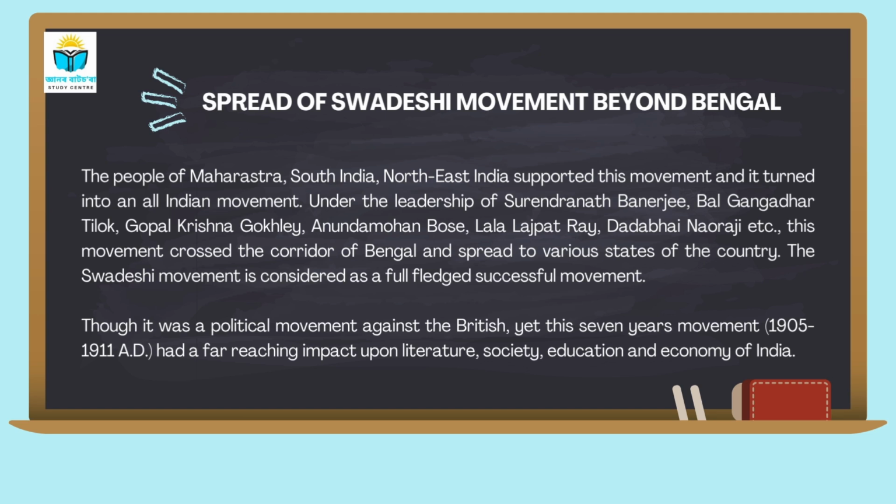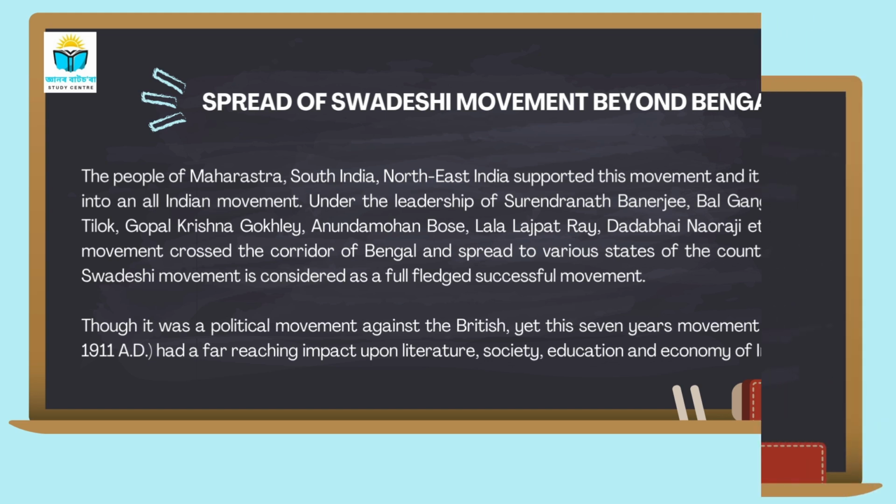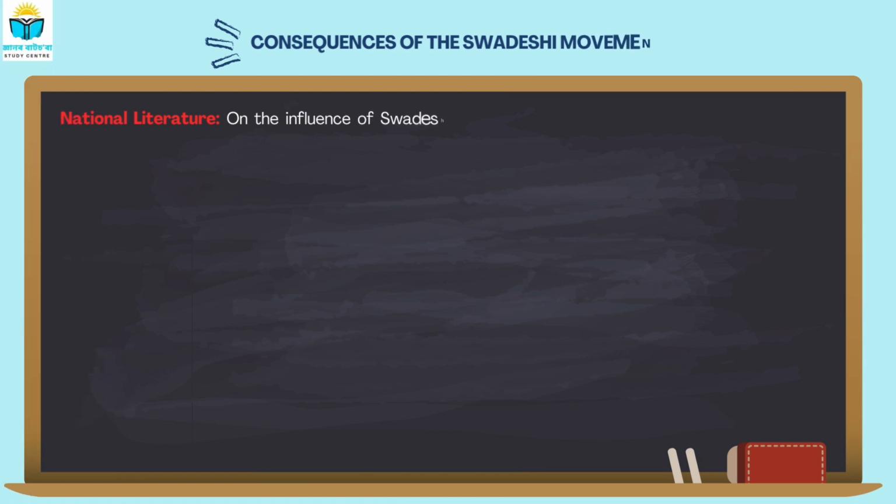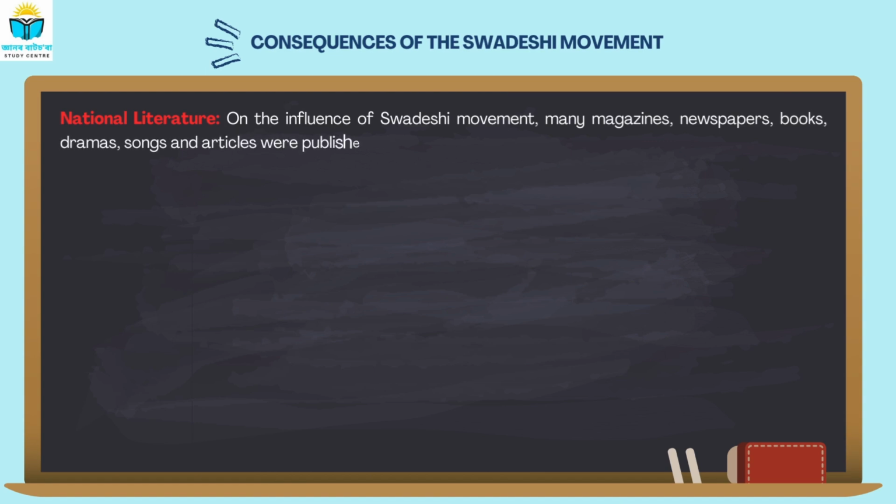The Swadeshi movement is considered as a full-fledged successful movement. It was a political movement against the British. Yet this 7 years movement, 1905 to 1911 AD, had a far-reaching impact upon literature, society, education, and economy of India. Consequences of the Swadeshi movement. The Swadeshi movement left a deep and lasting impact on various aspects of Indian society. Let's look at some of its major consequences.